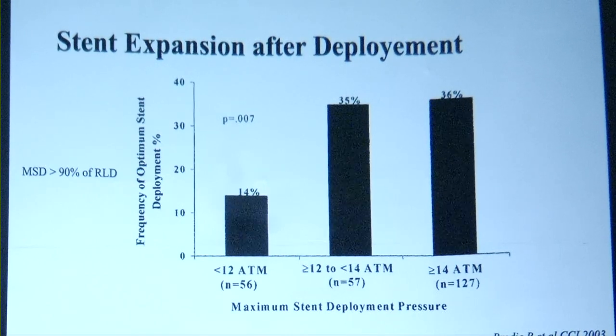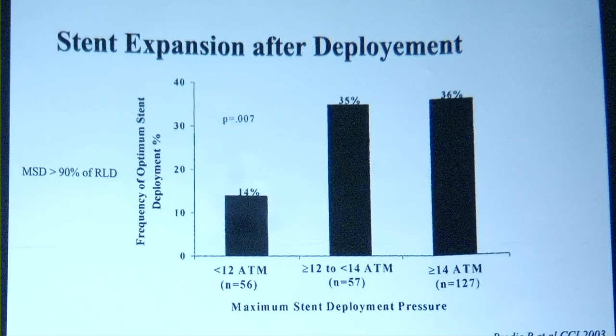This is a very interesting study by Brodie, where he showed that if you choose a 3.5 stent and you deploy the stent at 14 atmospheres, what is the probability that you will have a 3.5 diameter of that stent if you image that stent? Well, 36% of the time, you will get a 3.5 diameter. 64% of the time, you're not going to get to the diameter of the stent as it says on the box. And that is because the character of the plaque is what decides expansion, not the physics on the box that is written on there.